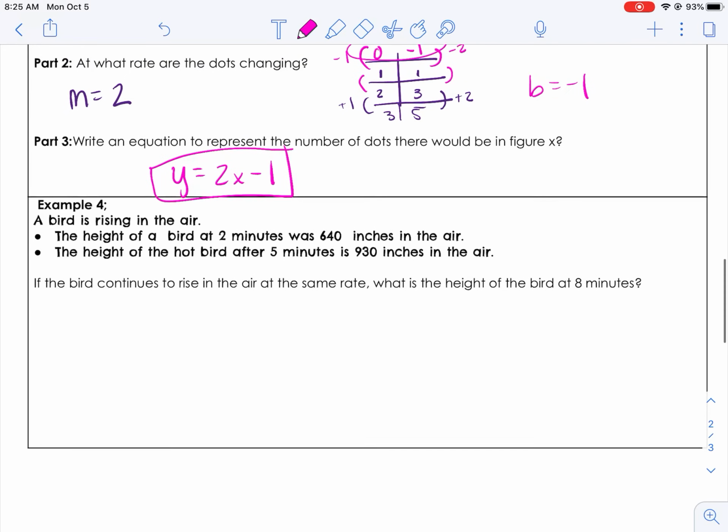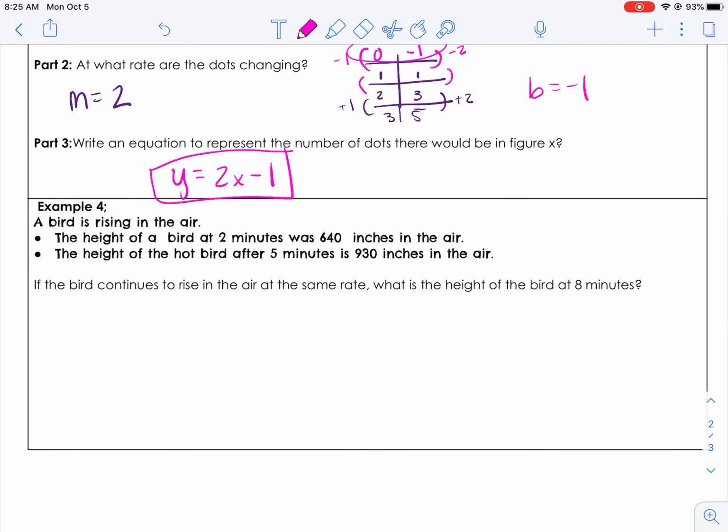All right, last example, guys. A bird is rising in the air. The height of the bird at 2 minutes was 640 inches. The height of the bird after 5 minutes is 930 inches. The bird continues to rise at the same rate. What is the height of the bird at 8 minutes? So we're going to need our slope and y-intercept so that we can plug in that x of 8 and solve. So we're going to make a table.